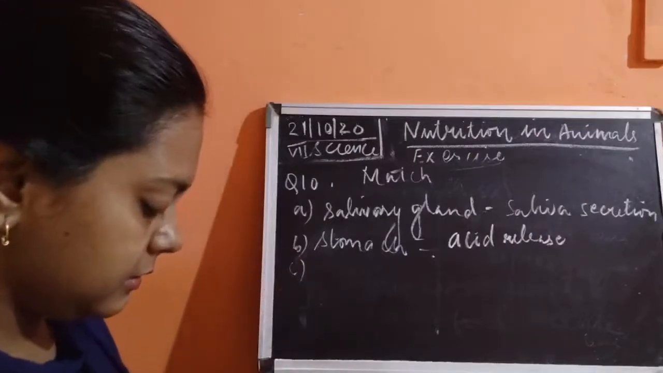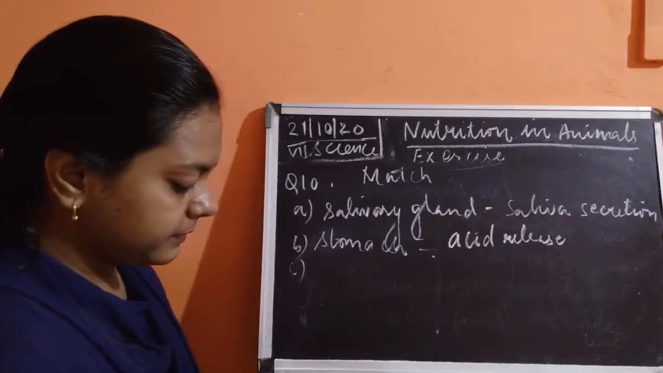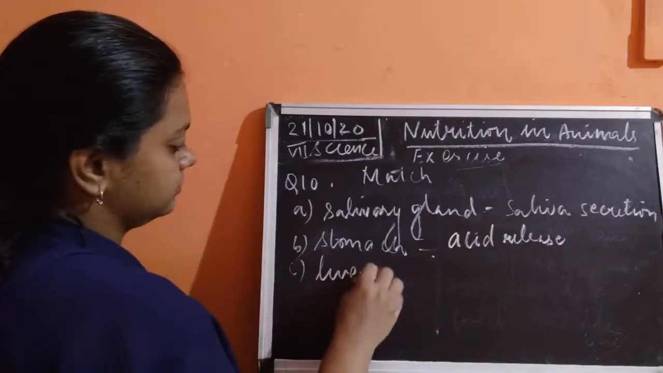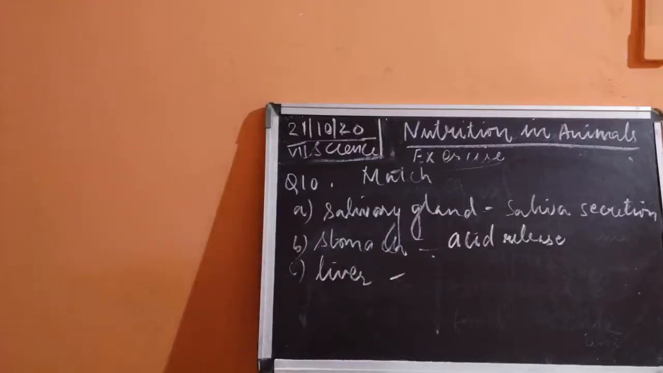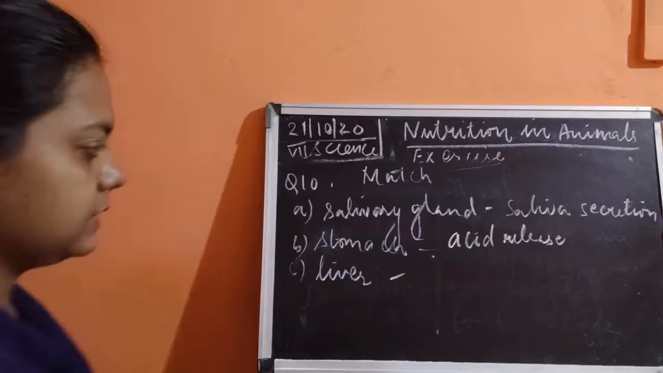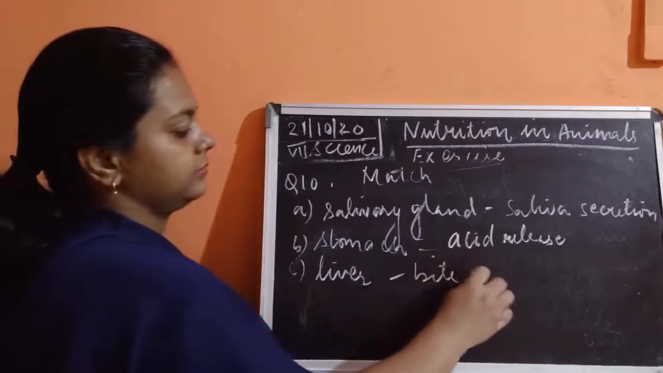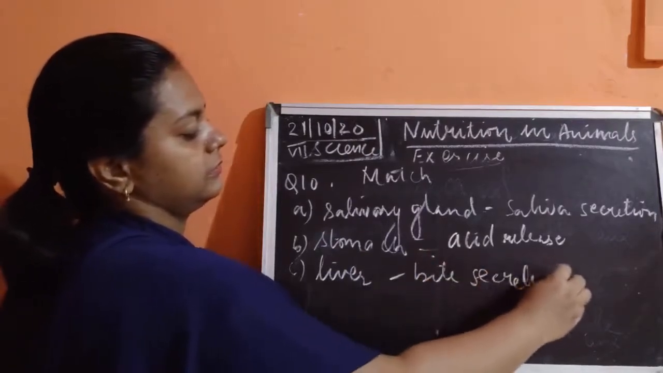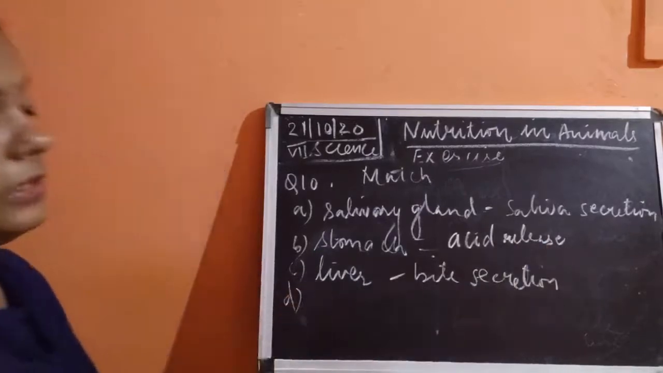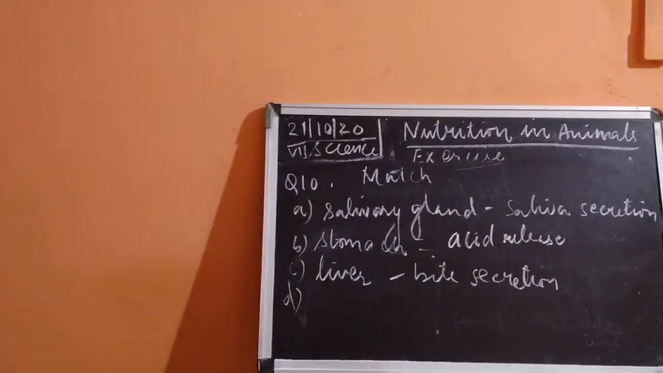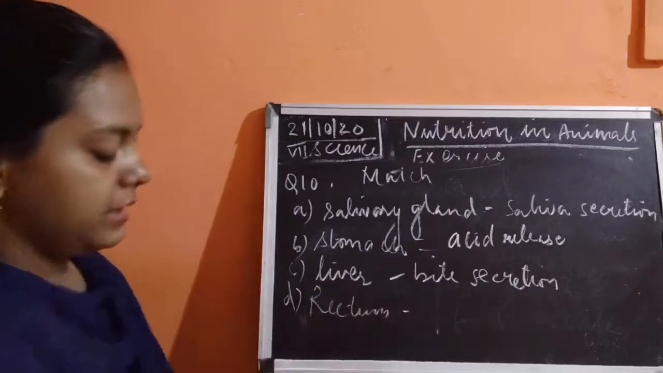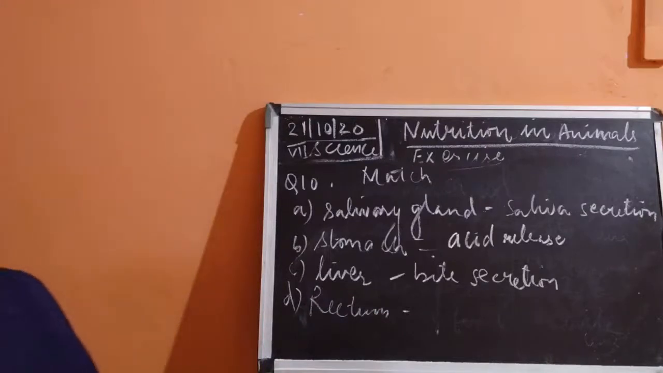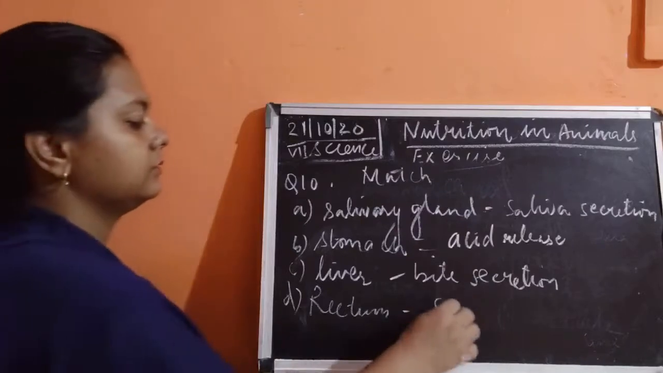Then third, the next is liver. Then liver is going to be bile secretion. Yes, so this would be the answer. This is the bile secretion. After this bile secretion, the next is rectum. Rectum is for the storage of undigested food. Yes, this is the right answer.